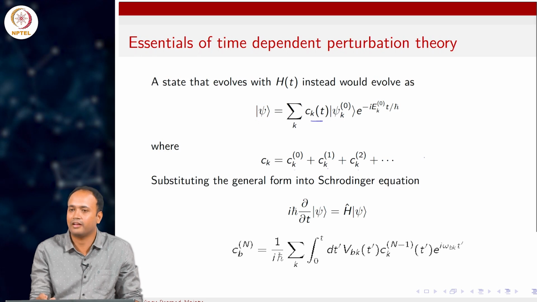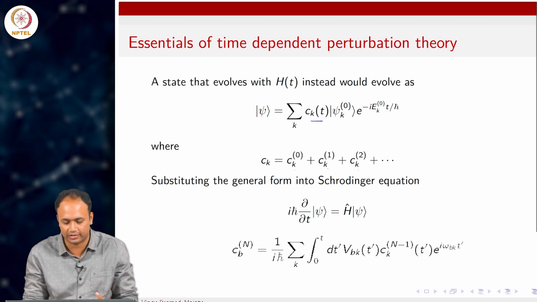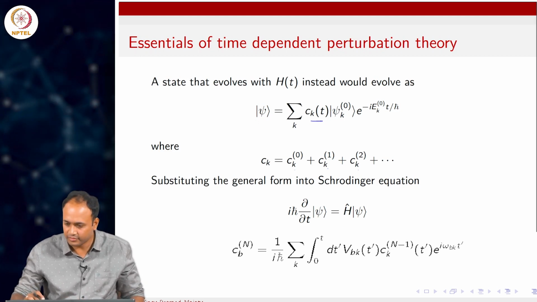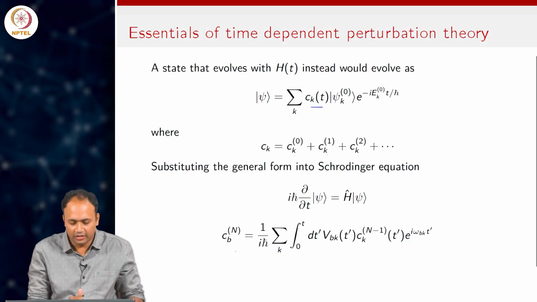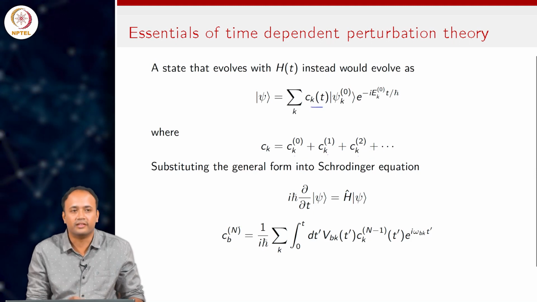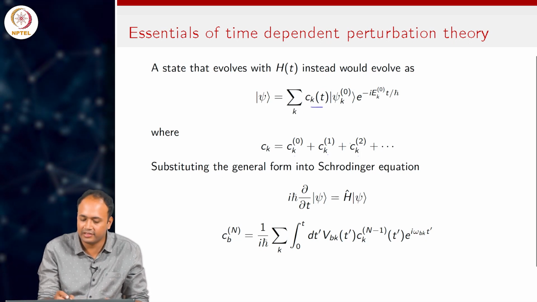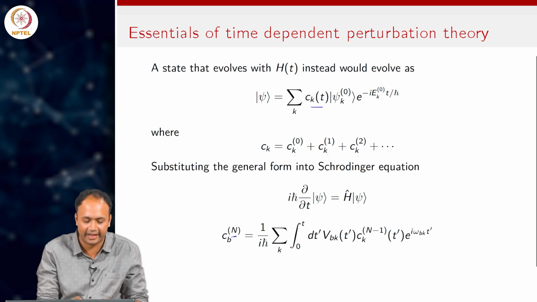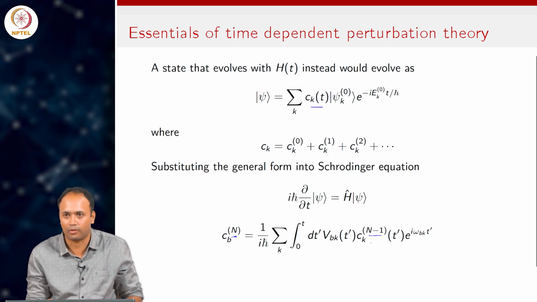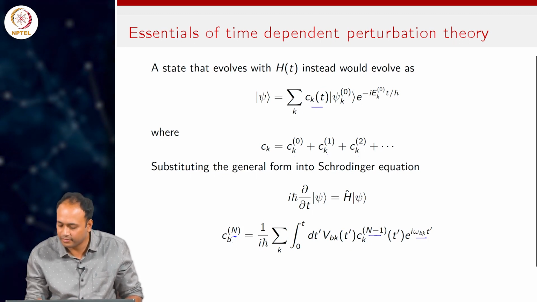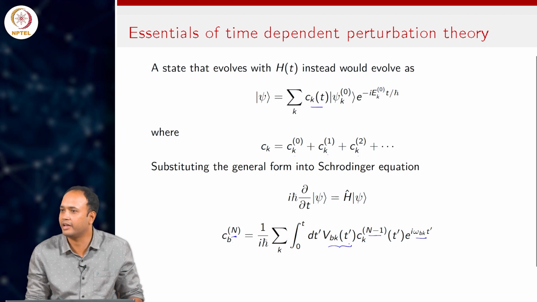So the higher the order, the lower is the importance in terms of the actual values of these coefficients. Now, if you try to solve this, this equation is important. The general solution is given by this. So let us examine each one. This Cbn means if I want to compute a coefficient of some nth order, then I need the coefficients at the n minus 1th order. There is some phase evolution, which is omega bk, and there is some matrix element Vbk of t prime.